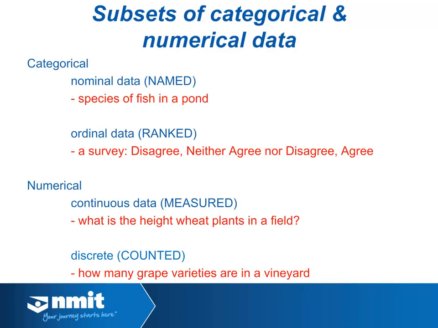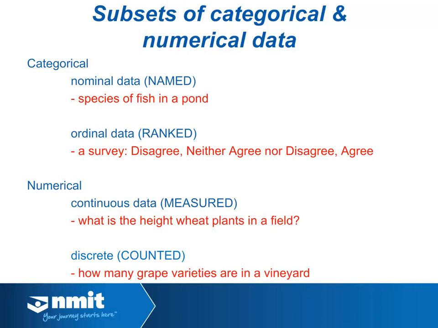A classic example of that is height of a plant. So here's the example, height of wheat plants in a field. Earlier we looked at the height and weight of humans. That's a classic continuous data. It can go from 0.1 centimetre up to 2 metres and every millimetre in between. But they're measured. The other type is discrete, and that's actual counted data.